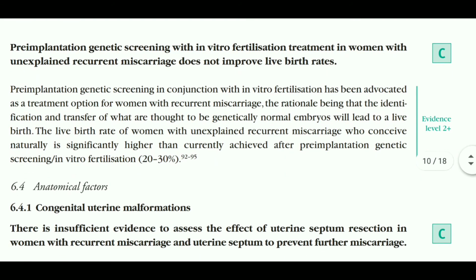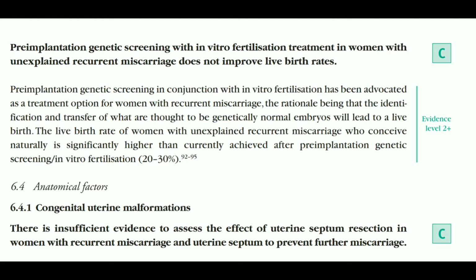Now, pre-implantation genetic screening with in vitro fertilization treatment in women with unexplained recurrent miscarriages does not improve the live birth rate. Pre-implantation genetic screening in conjunction with in vitro fertilization has been advocated as a treatment option for women with recurrent miscarriages, the rationale being that identification and transfer of what are thought to be genetically normal embryos will lead to a live birth. The live birth rate of a woman with unexplained recurrent miscarriages who conceives naturally is significantly higher than currently achieved after pre-implantation genetic screening and in vitro fertilization, 20 to 30%.